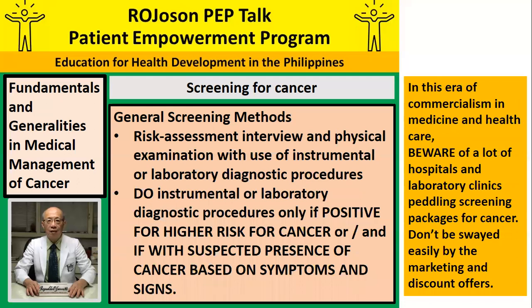The third general screening method is risk assessment interview and physical examination with the use of instrumental and laboratory diagnostic procedures. The recommendation is to do instrumental or laboratory diagnostic procedures only if positive for higher risk for cancer and/or with suspected presence of cancer based on symptoms and signs.